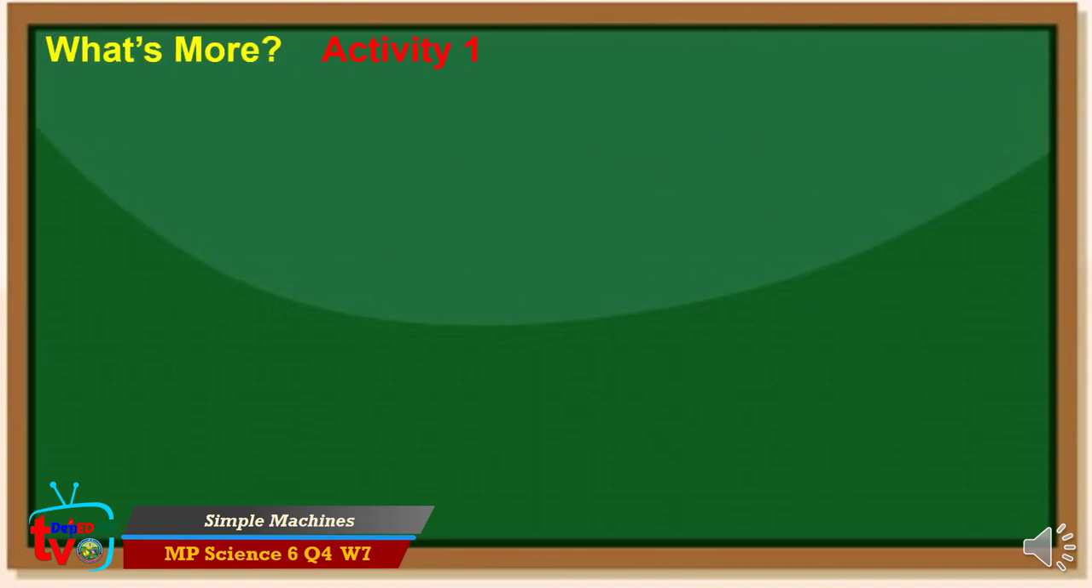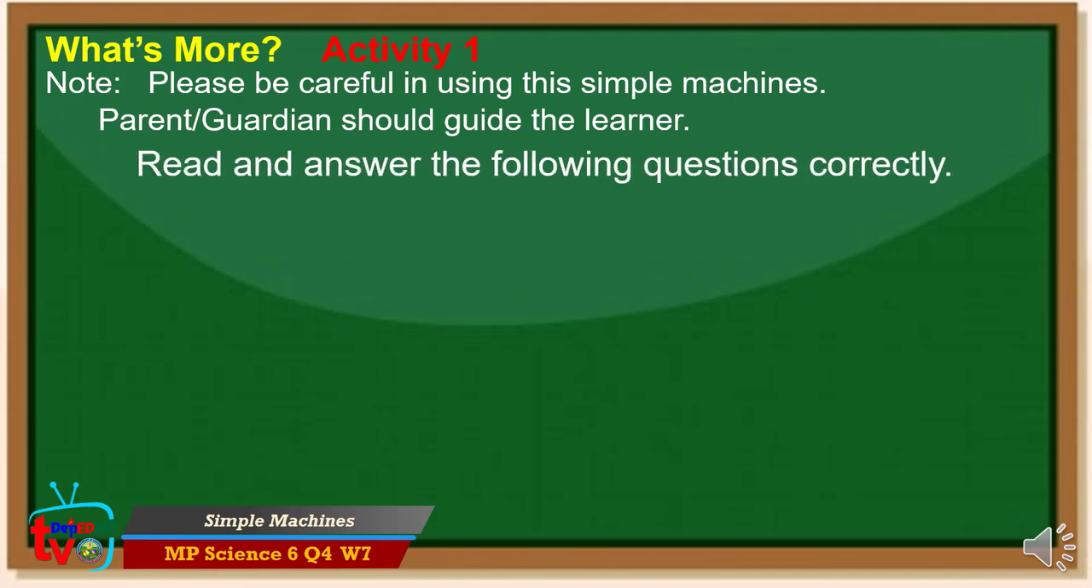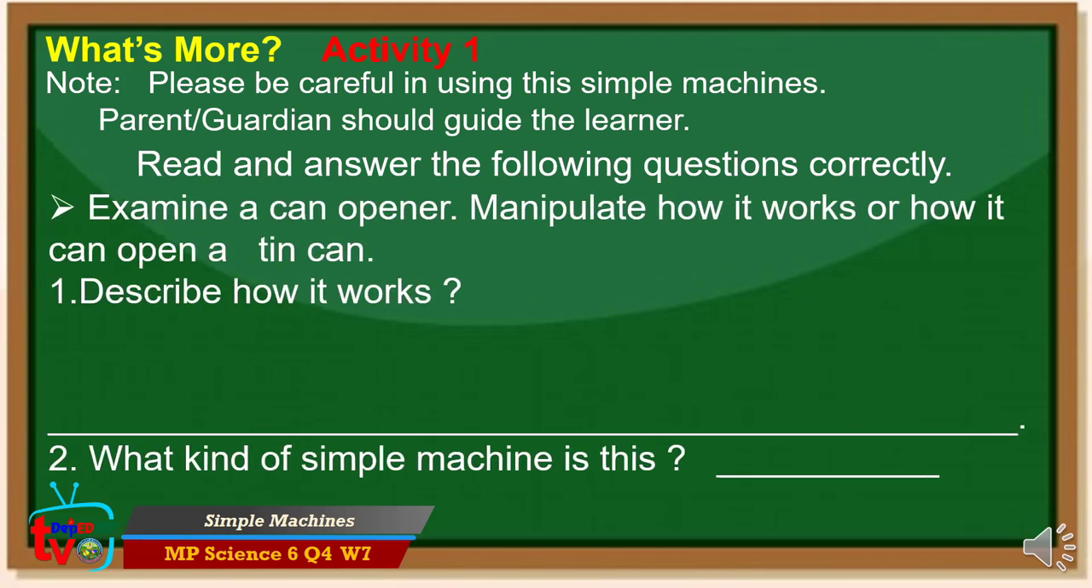We will go now to Activity 1 in What's More. Take note, please be careful in using these simple machines. Parents or guardians should guide the learner. Direction: Read and answer the following questions correctly. Examine a can opener. Manipulate how it works or how it can open a tin can. Number 1. Describe how it works.